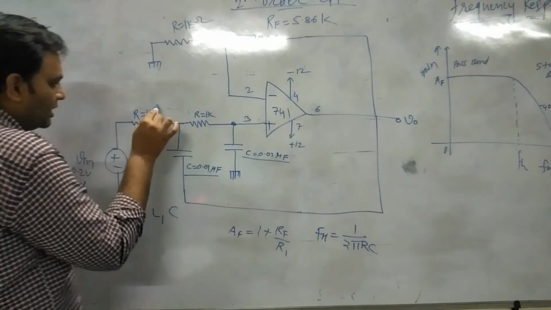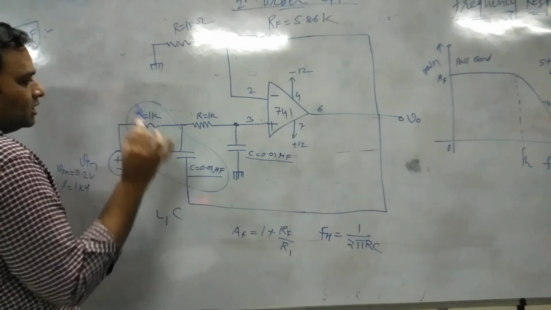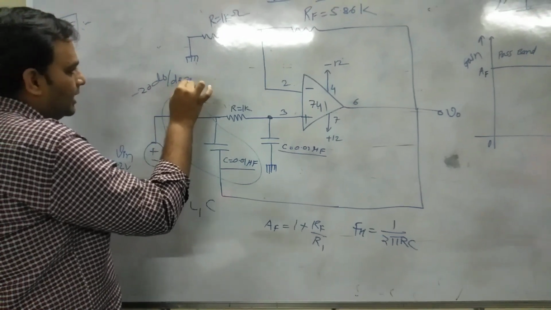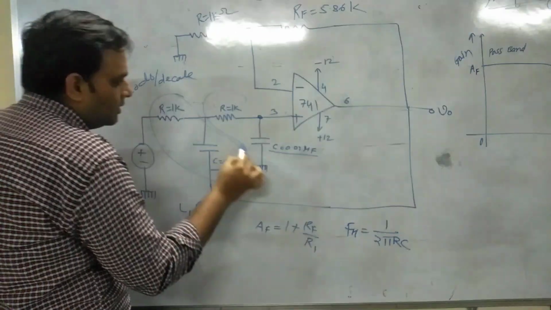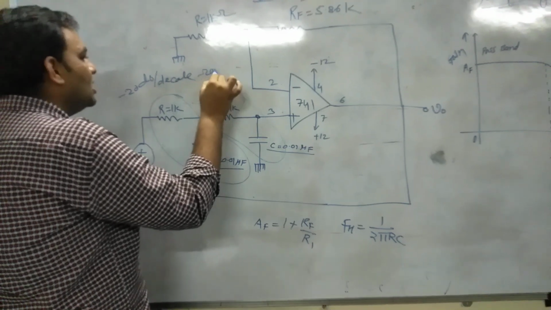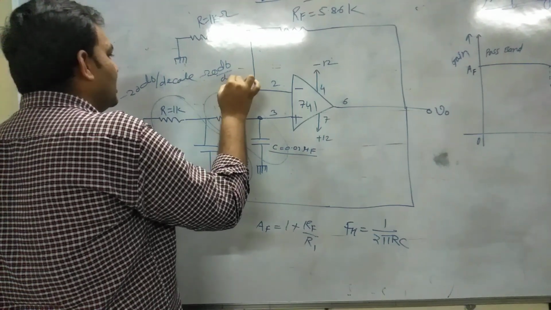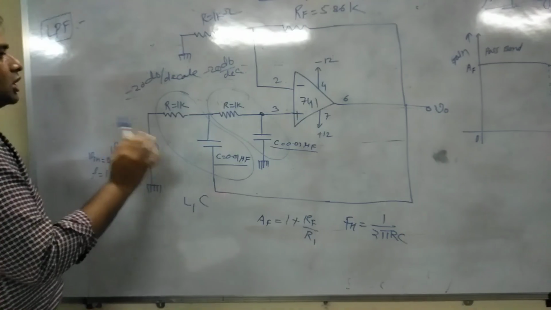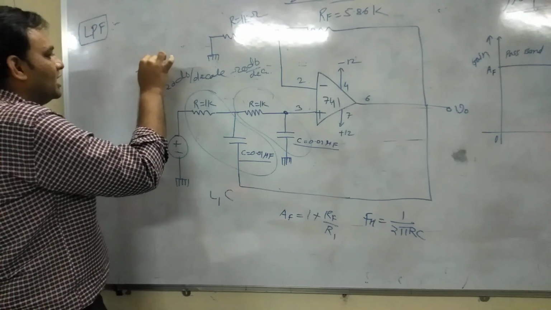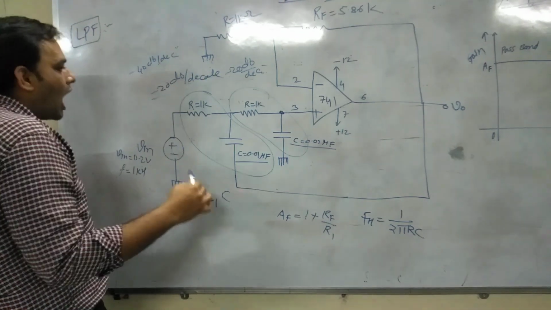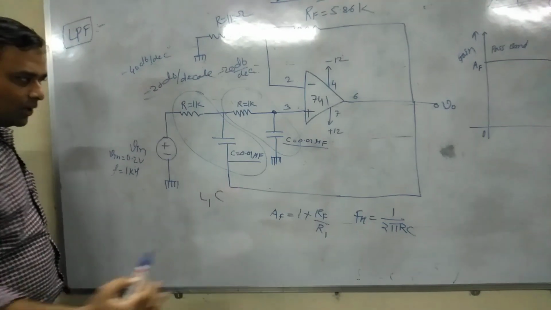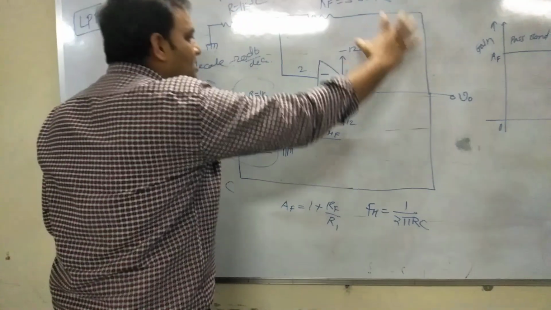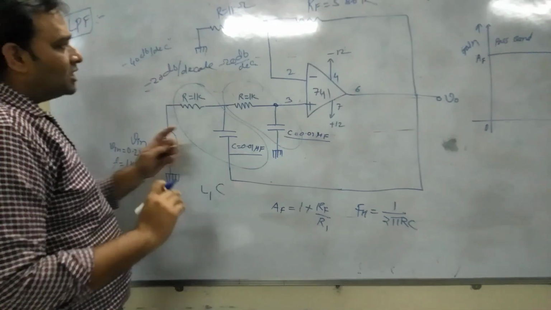This RC network gives you minus 20 dB per decade gain. This RC network again gives you minus 20 dB per decade gain. Ultimately these two RC pairs will give you minus 40 dB per decade gain after cutoff frequency. So this is the simple circuit diagram of low pass filter.